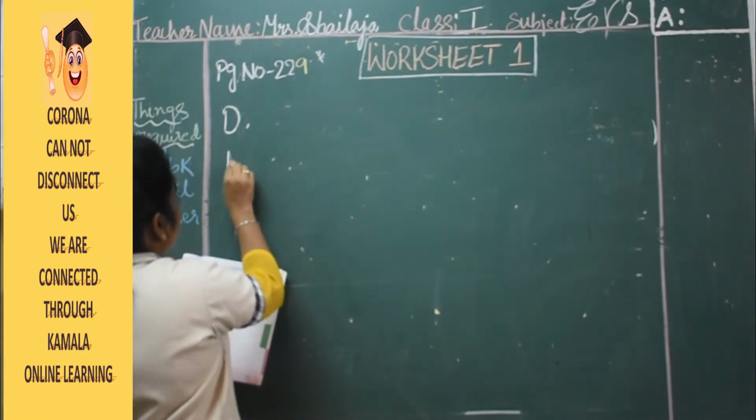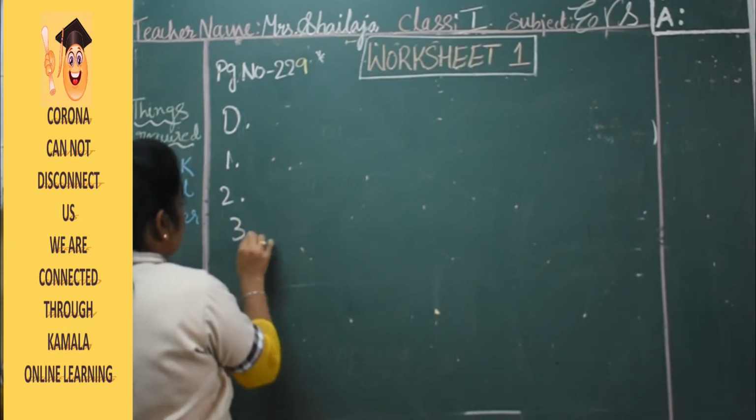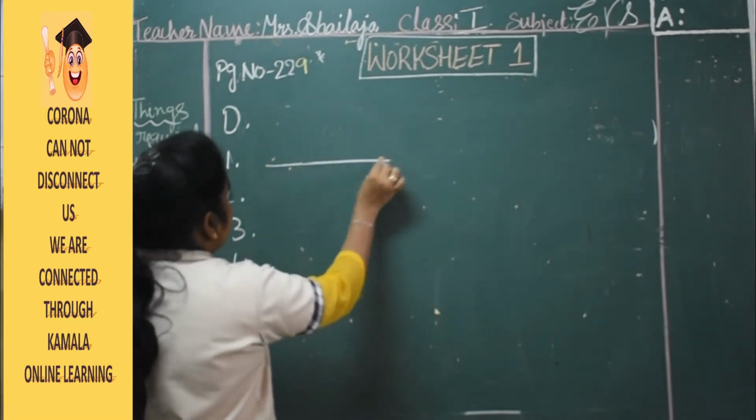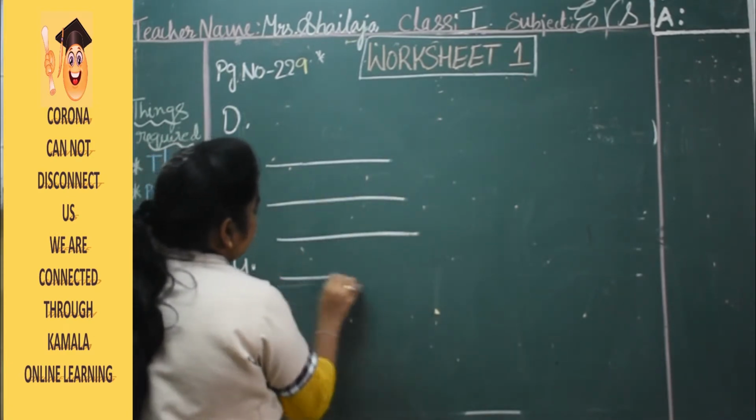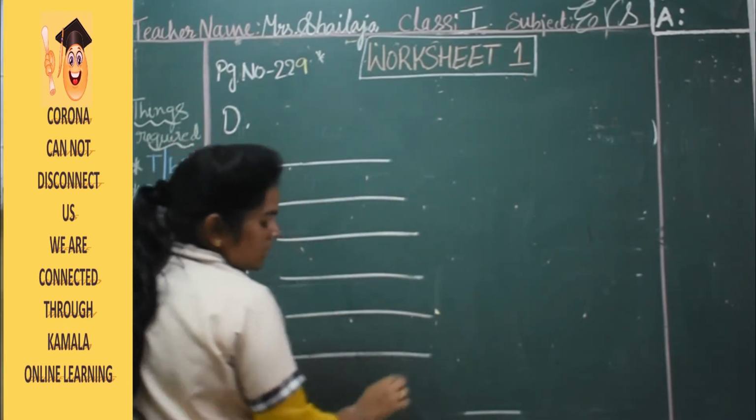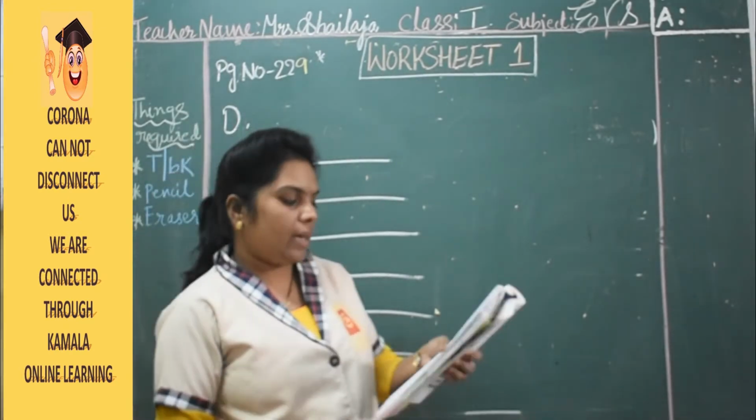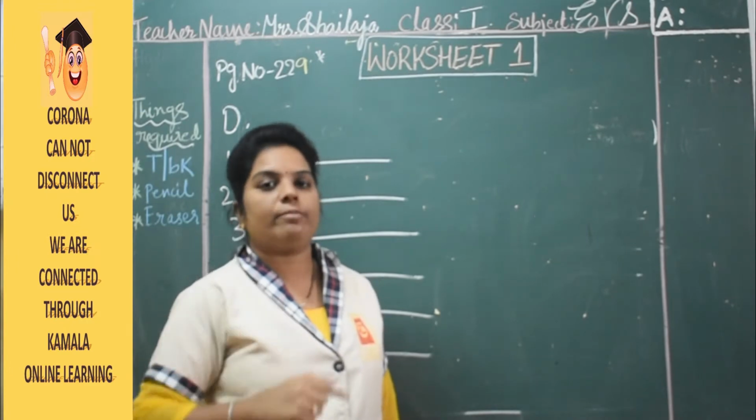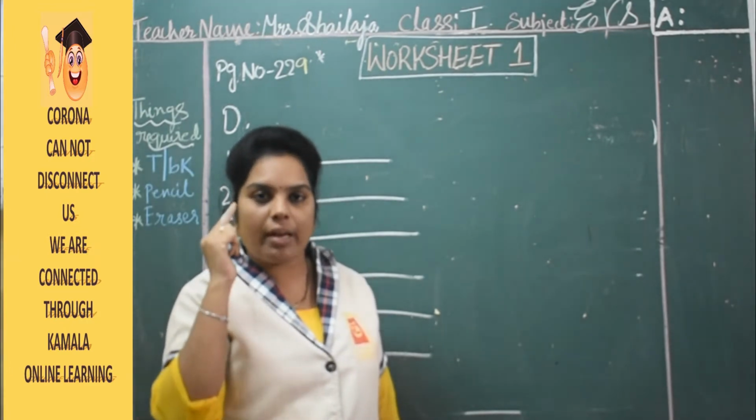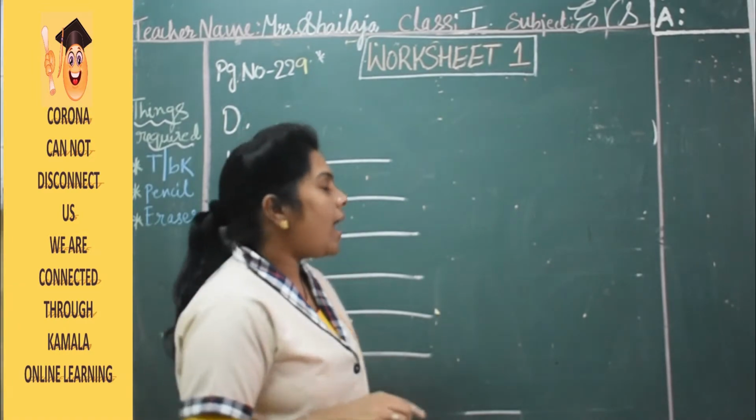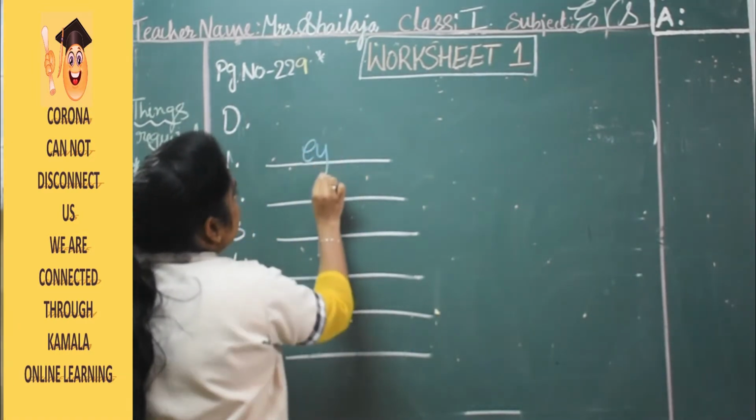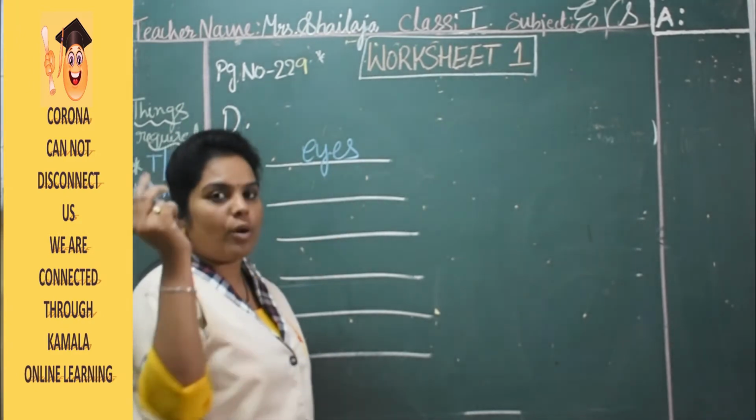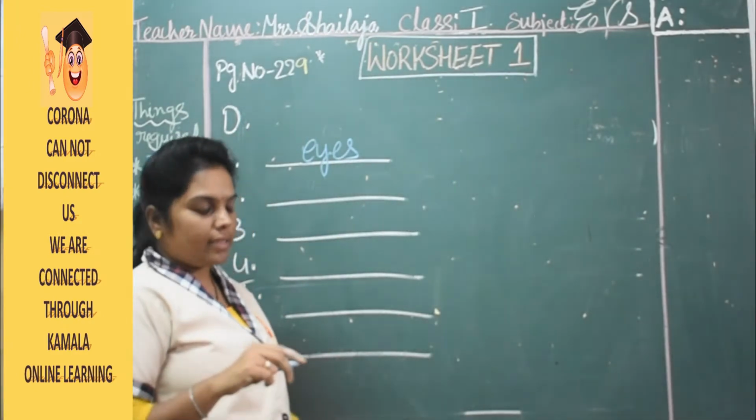D bit. First one, second, third, fourth, fifth, sixth. I'm writing the dashes. You just copy down the answers and I will read the sentence. Here, watch a movie. To watch, that is, we are seeing. We are seeing with our eyes. So watching a movie is with the eyes. With the help of our eyes only we see everything. Right?